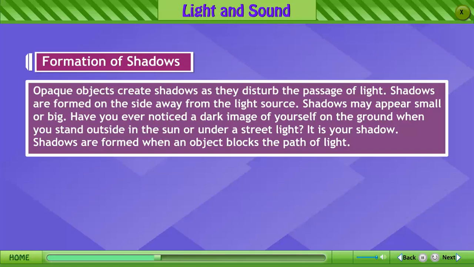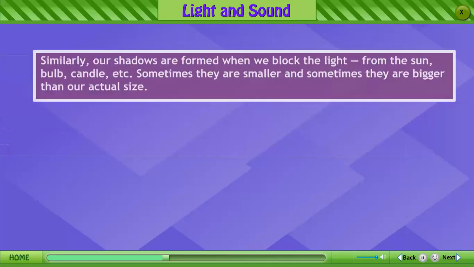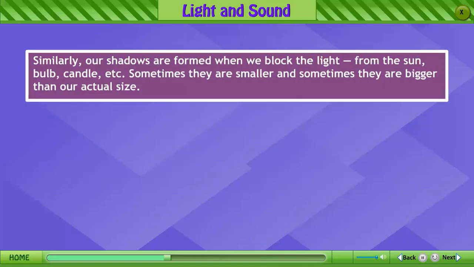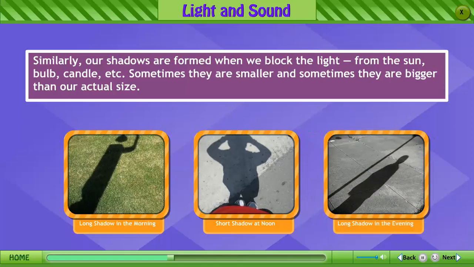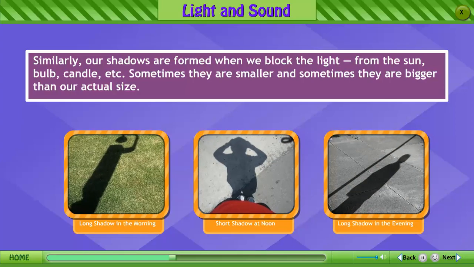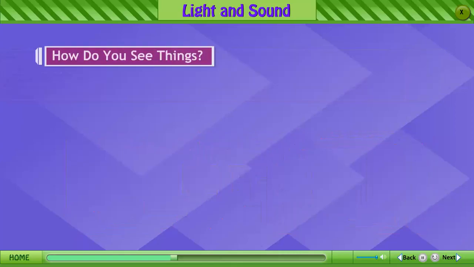Have you ever noticed a dark image of yourself on the ground when you stand outside in the sun or under a street light? It is your shadow. Shadows are formed when an object blocks the path of light. Similarly, our shadows are formed when we block the light from the sun, bulb, candle, etc. Sometimes they are similar and sometimes they are bigger than our actual size.